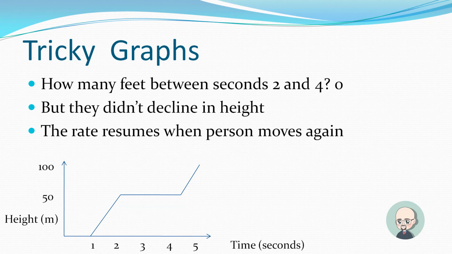So let's say, how many feet are between seconds 2 and 4 in terms of height, or how many meters? How many meters between seconds 2 and 4? 0. You didn't cover any new ground. But they didn't decline in height. It didn't go down. It just stays the same, the exact same height. The rate resumes when the person moves again. So if they start moving again from 4 to 5, the rate increases. Okay, and we have the slope again. So it's moving at the exact same rate as between 1 and 2.